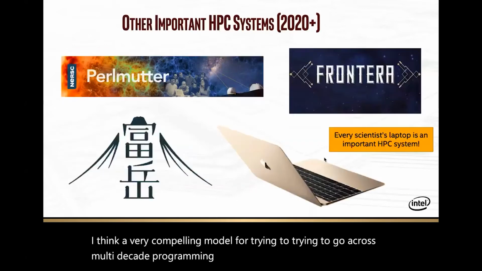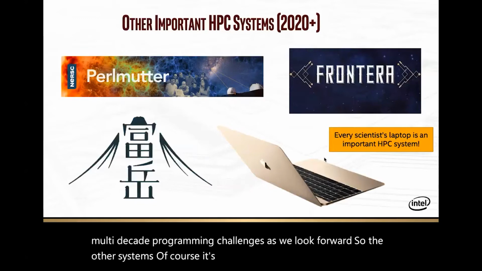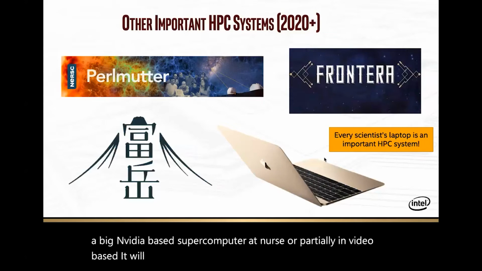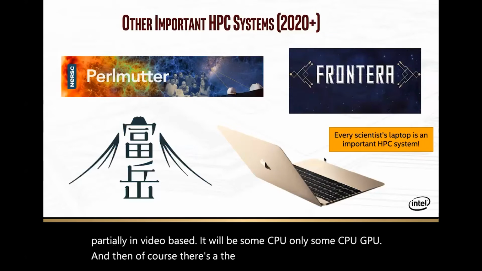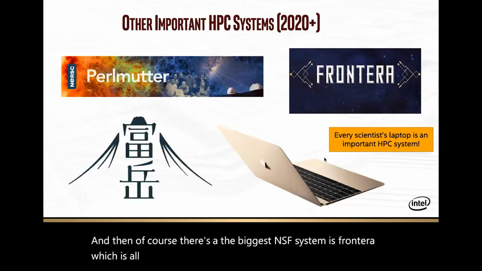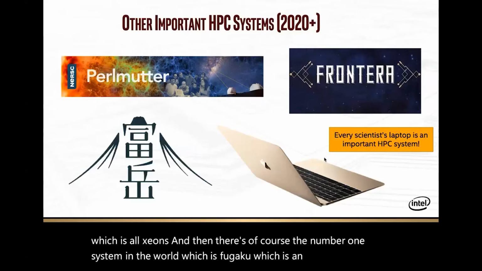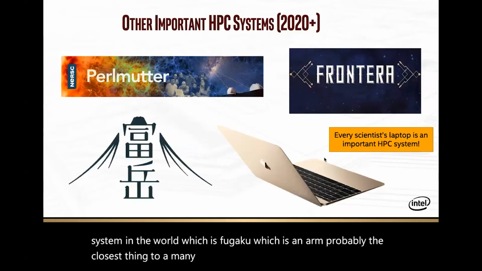So the other systems, of course, still matter. In the U.S., there's going to be a big NVIDIA-based supercomputer at NERSC, or partially NVIDIA-based. It'll be some CPU only, some CPU, GPU, and then of course there's the biggest NSF system, Frontera, which is all Xeons, and then there's of course the number one system in the world, which is Fugaku, which is ARM, probably the closest thing to a many-core that exists today at the top scale.